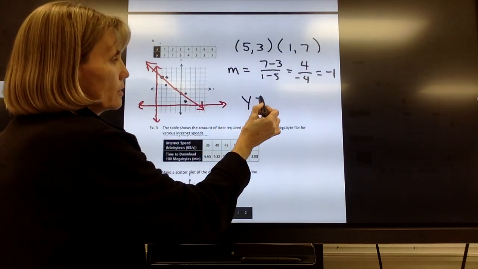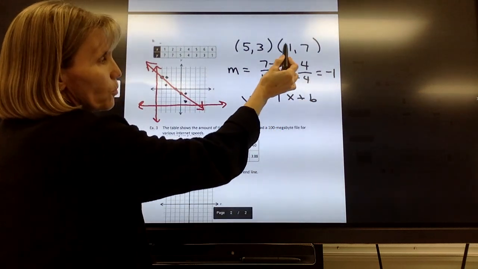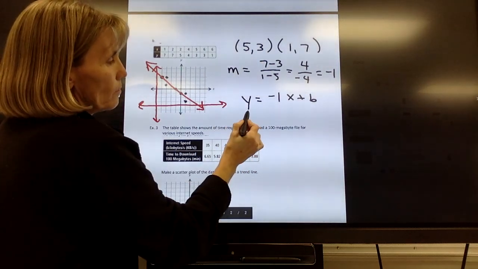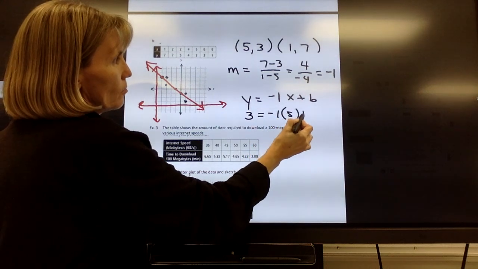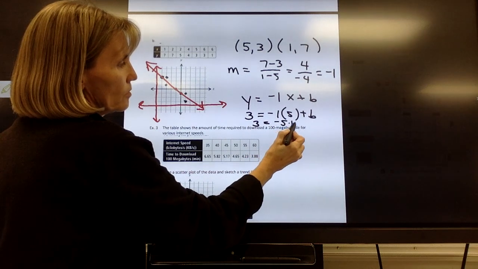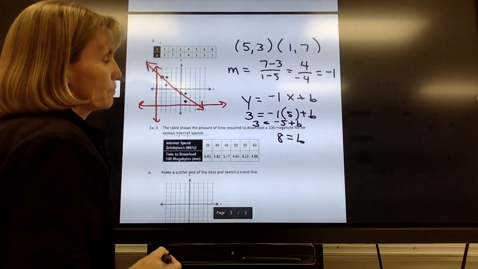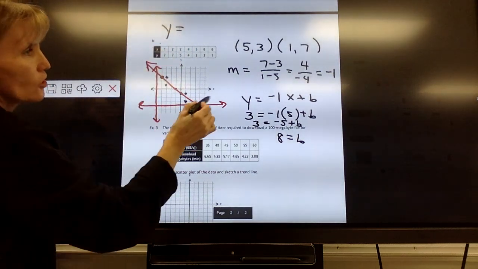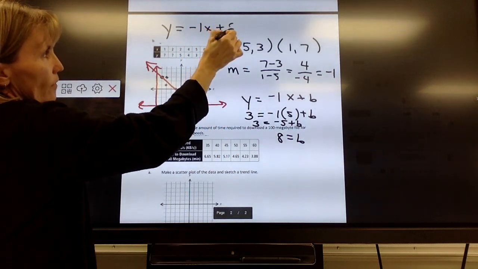I would say y is equal to negative 1x plus b, and I'm going to use one of those points to plug in and find my b value. I use this first point, I'm going to say 3 equals negative 1 times 5 plus b. 3 equals negative 5 plus b. If I add 5 to both sides, I get 8 equals b. My equation then, y equals, my slope was negative 1, and my b value is a positive 8.